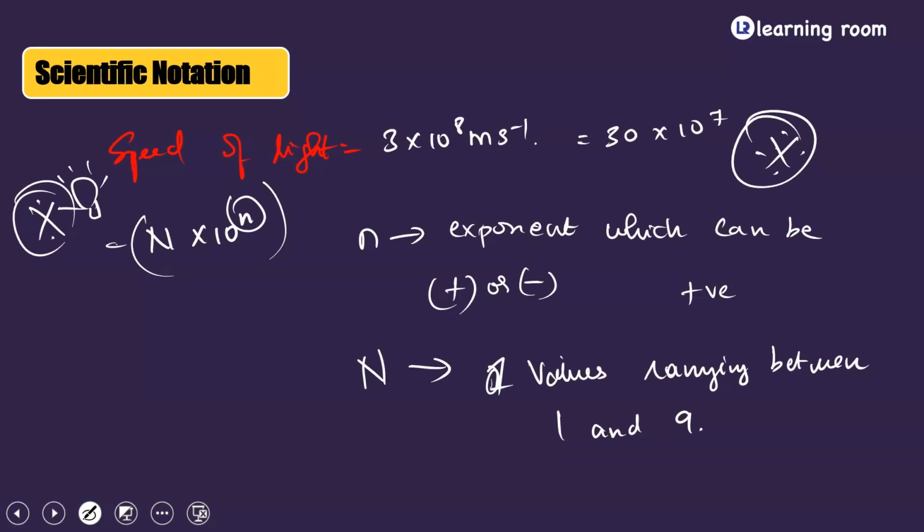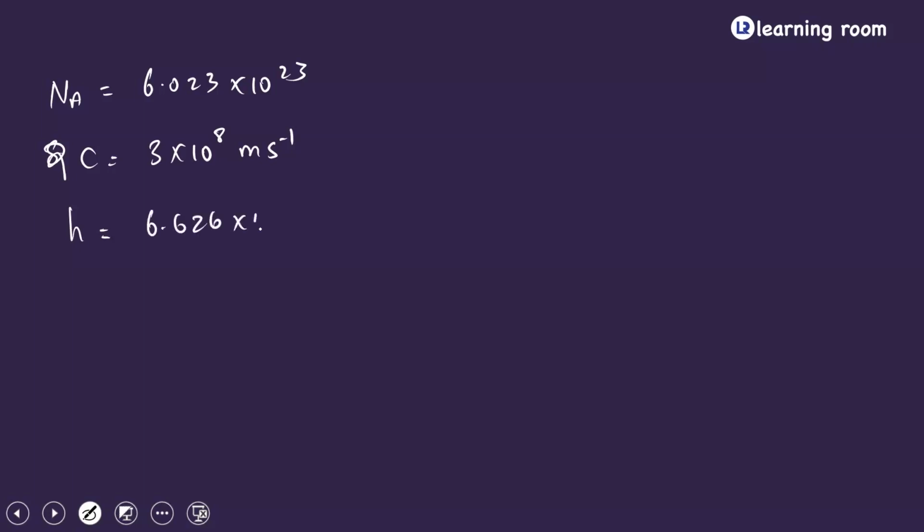Now, if you look at any type of scientific notation, decimals won't come. I'll show you some of the famous scientific notations that we have seen so far. Avogadro number. What is Avogadro number? 6.023 into 10 power 23. What is the speed of light that I told you? C is equal to 3 into 10 to the power of 8 meter per second. Planck's constant, the value h, is equal to 6.626 into 10 power minus 34.